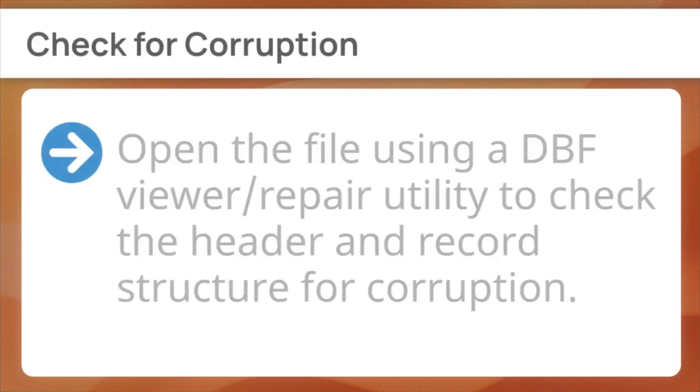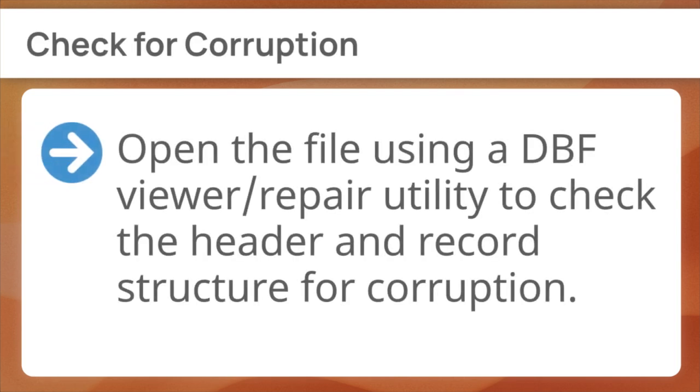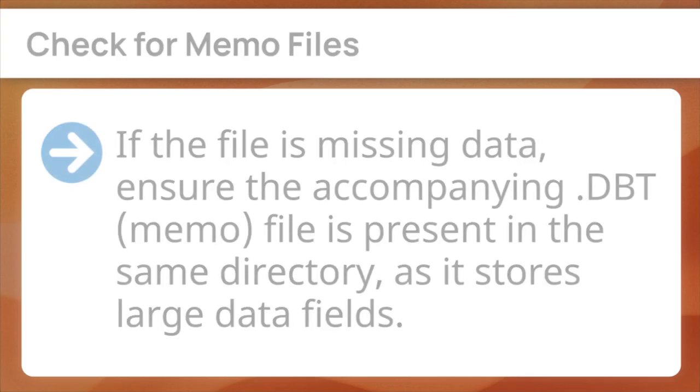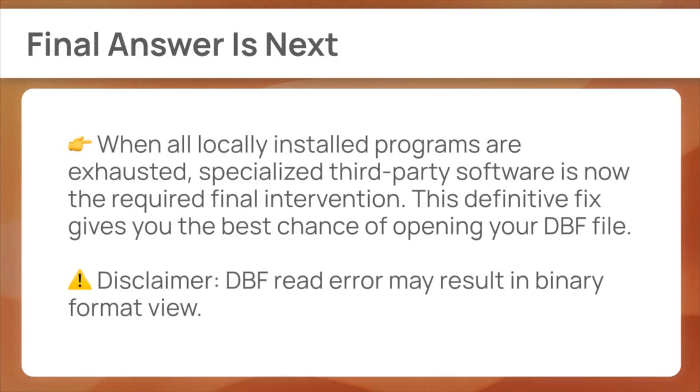Next, check for corruption. Open the file using a DBF viewer or repair utility to check the header and record structure for corruption. Finally, check for memo files. If the file is missing data, ensure the accompanying .dbt memo file is present in the same directory, as it stores large data fields. If earlier tools came up short, it's clear this file needs a final authorized decryption option.